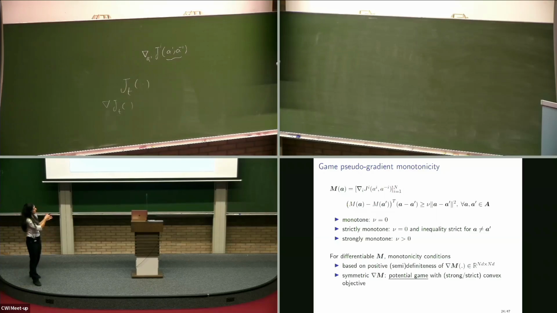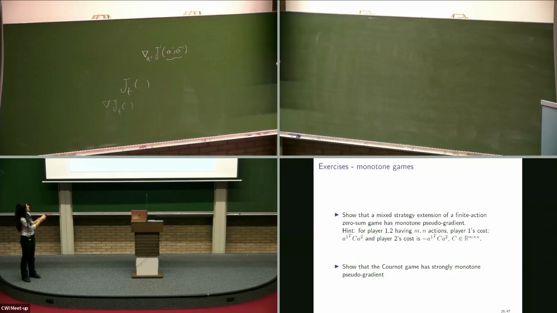Okay, so I think here are also a couple of examples. In rock, paper, scissors, if you look at the cost of each player in mixed strategies, which was this bilinear form, and you form the pseudo gradient mapping, you can verify that it's monotone, but not strictly monotone. And in the Cournot game, you can show that we have a strongly monotone, and in this case also symmetric Jacobian, pseudo gradient. Okay, so there are many classes of games that satisfy this monotonicity property.